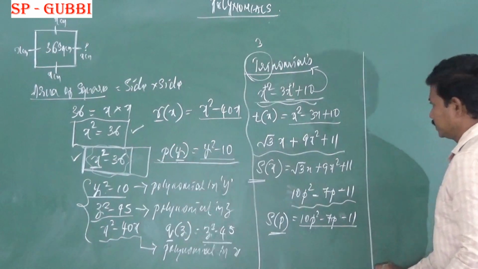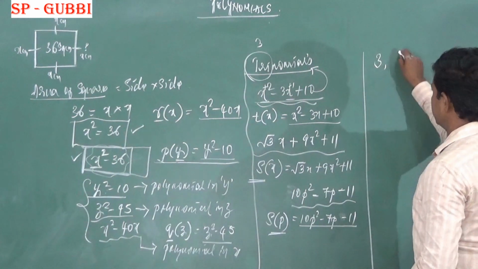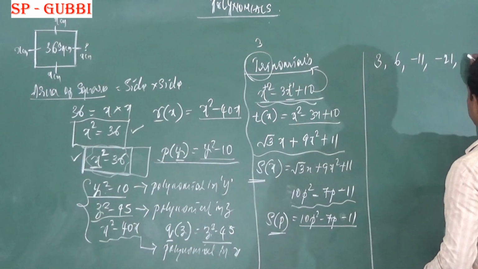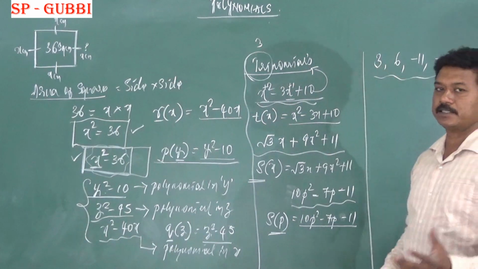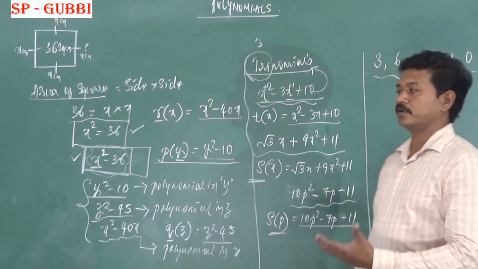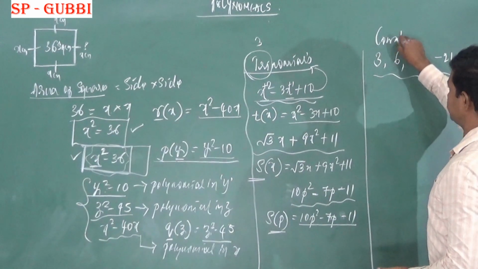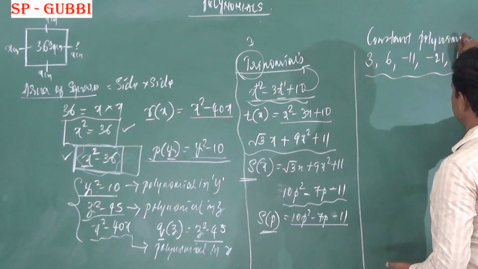So let us go with another category. For example, I have 3, I have 6, I have minus 11, I have minus 21, and I have 0. What about these? Because they are all single terms. What can we do with this? These are called constant polynomials.